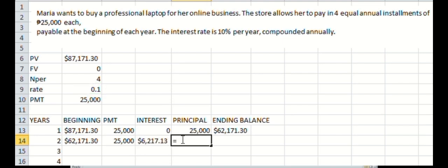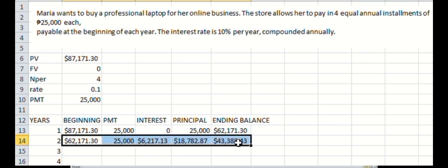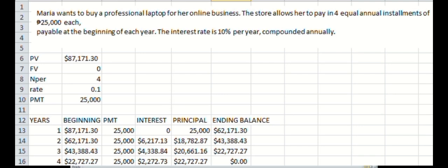To get the principal, just click the payment, 25,000, minus the interest. Then press enter. For the ending balance, just click the beginning balance minus the principal. That's how you get the ending balance. Highlight from year 2 down to year 4 and drag to fill automatically. Now the table is complete. The loan is fully paid off after 4 years. This shows how Maria's loan is fully paid.